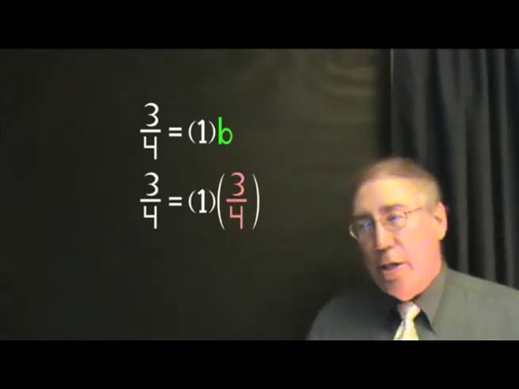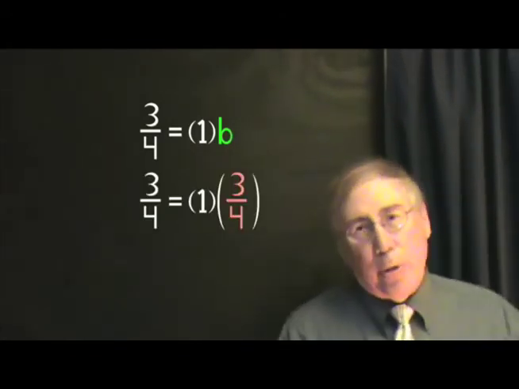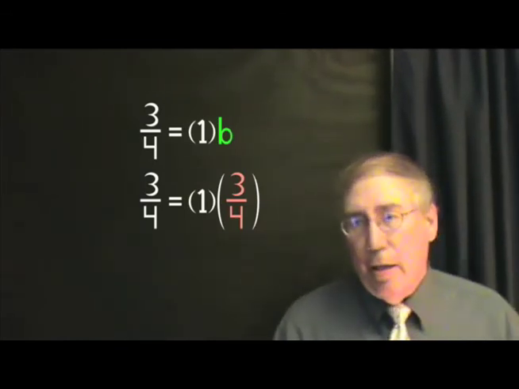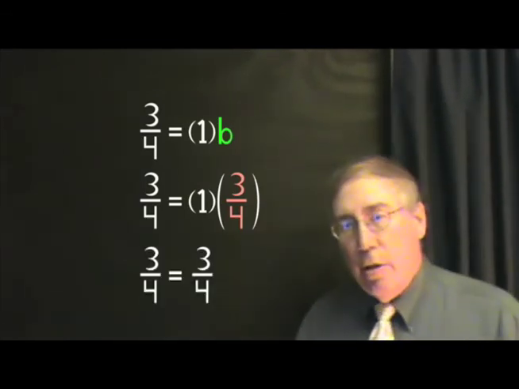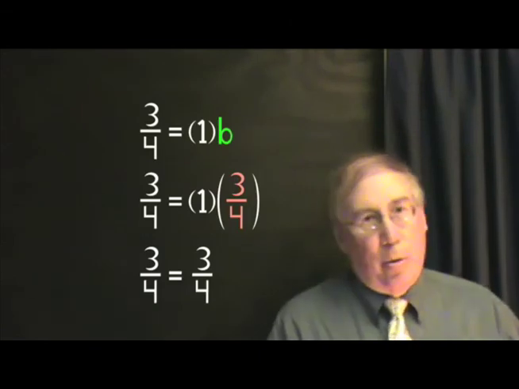The next case here, what can we multiply times 1 so we'll get 3/4 on the left-hand side there? That's 3/4. We're applying the multiplication property of 1.